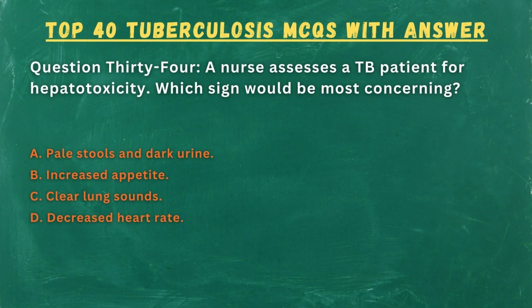Question 34. A nurse assesses a TB patient for hepatotoxicity. Which sign would be most concerning? A. Pale stools and dark urine. B. Increased appetite. C. Clear lung sounds. D. Decreased heart rate. Answer: A. Pale stools and dark urine.